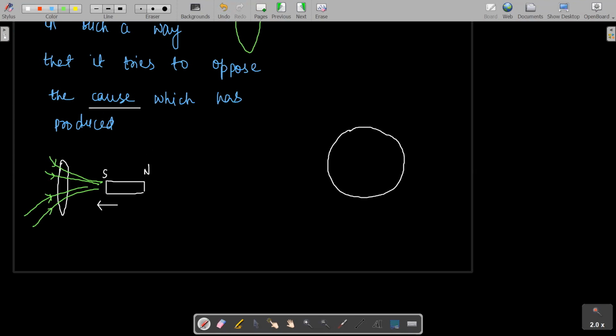Okay, and this time we are here. We are the observers. So we are seeing that here we have a loop, and we are moving the south pole towards this loop. So the magnetic field lines crossing this area, now you will see, is the number of magnetic lines crossing this area decreasing, or is it increasing, students?